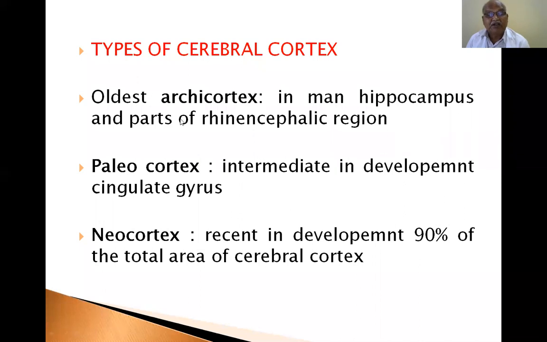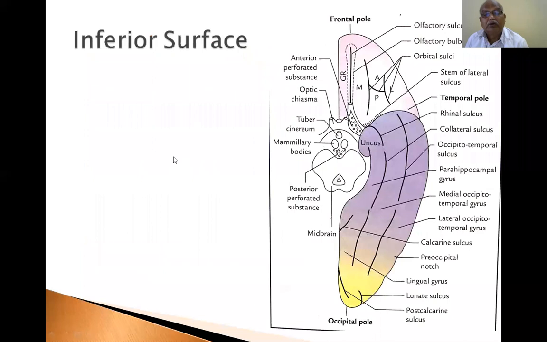So, the old part, the intermediate part, and the new part: the cerebral cortex is divided into three parts. The oldest is the hippocampus and parts of the rhinencephalic region. I will show you.